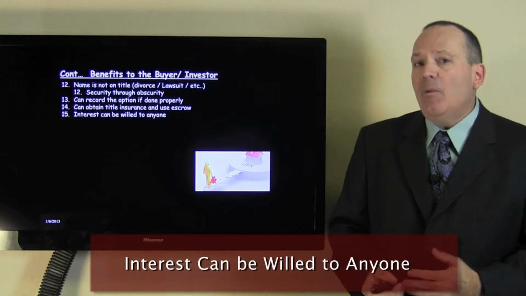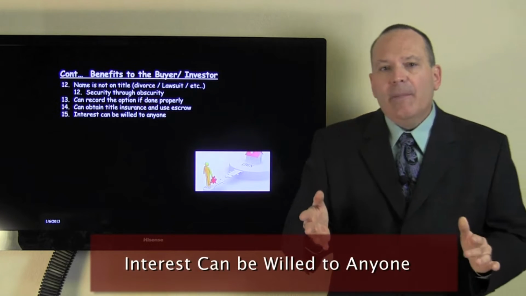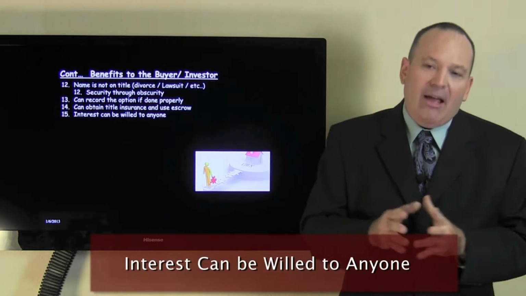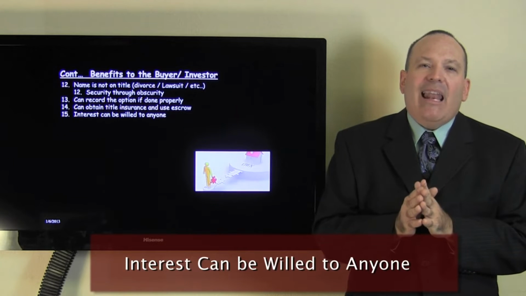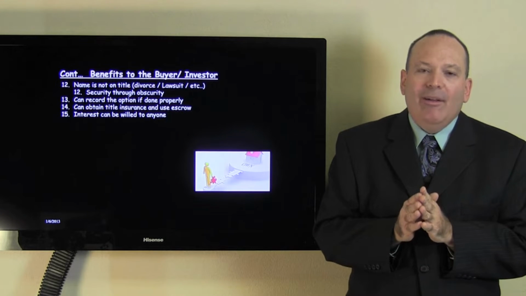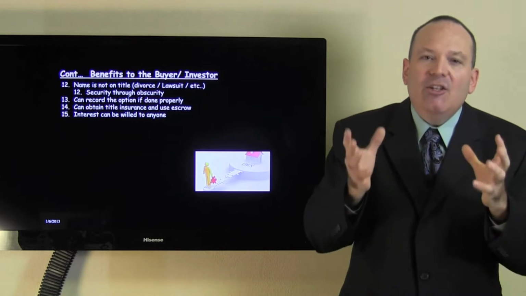Interest can be willable to anyone. Now this is valuable. You have an asset here. This is not like renting. People say, oh, in lease options, isn't that like renting? Isn't that like rent to own? Lease optioning has nothing to do with rent.